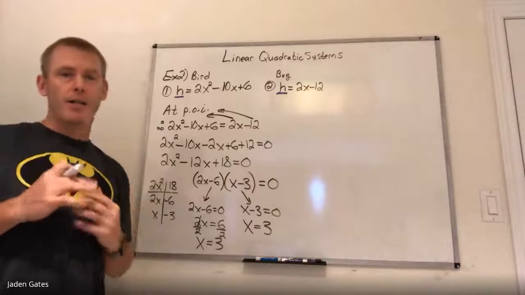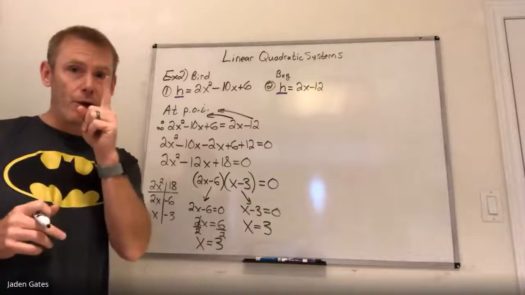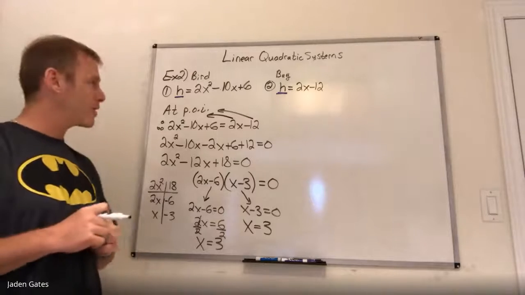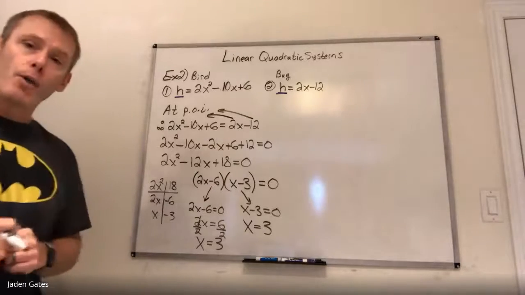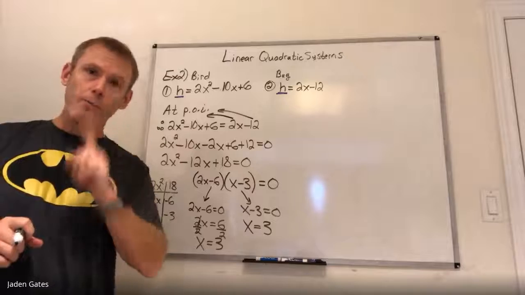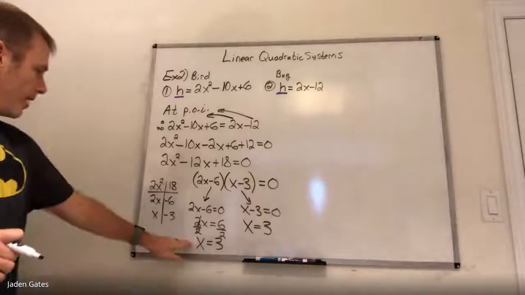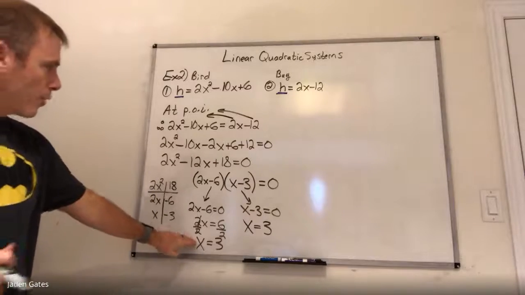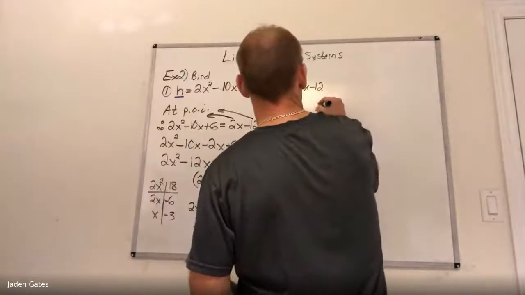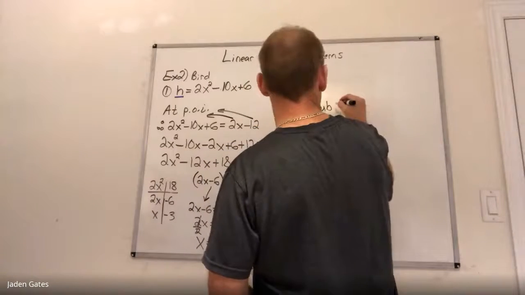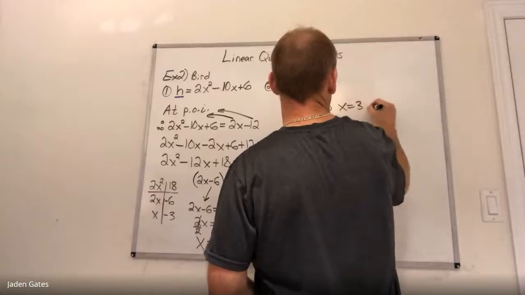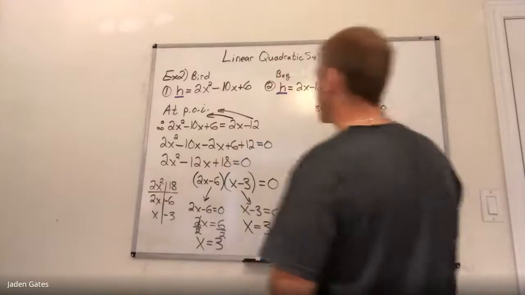So this bug and this bird, they do meet. They only meet once. So this bird better make the best of his opportunity here. So I want to know where they meet. So I'm only going to have one point of intersection this time out. And again, I got to take a step farther here. I'm going to sub x equals 3 into one of the equations.